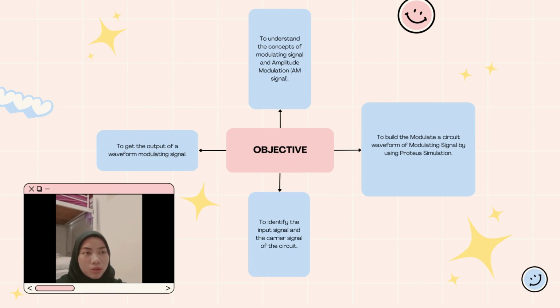The objective in this project is, the first one, to understand the concept of modulating signal and amplitude modulation. The second one is to build the modulated circuit and waveform of the modulated signal by using simulation. The third one is to identify the input signal and the carrier signal of the circuit. And lastly, to get the output waveform of the modulating signal.